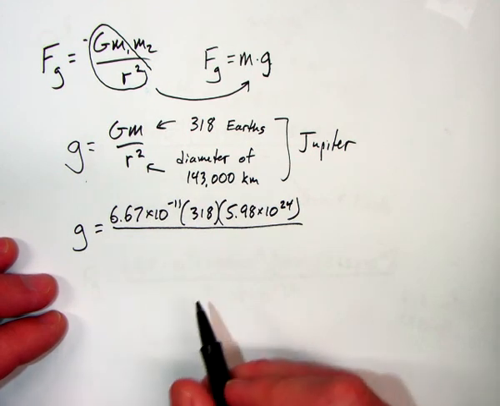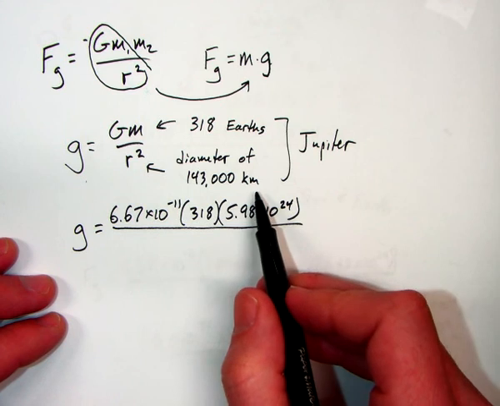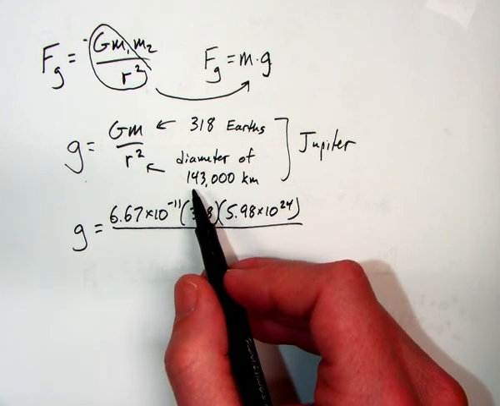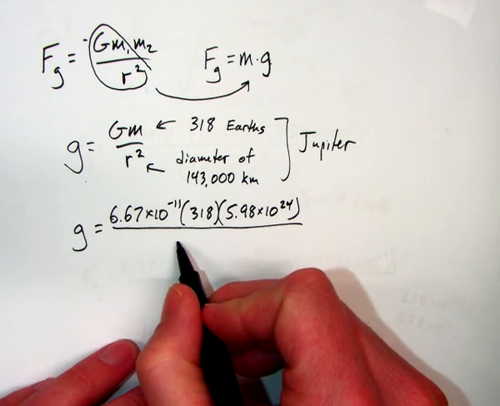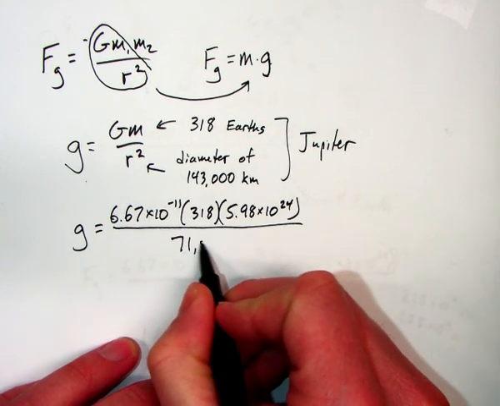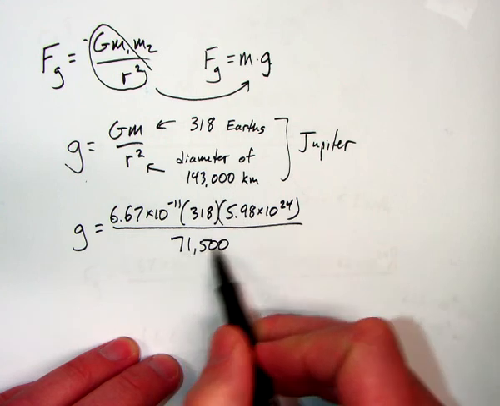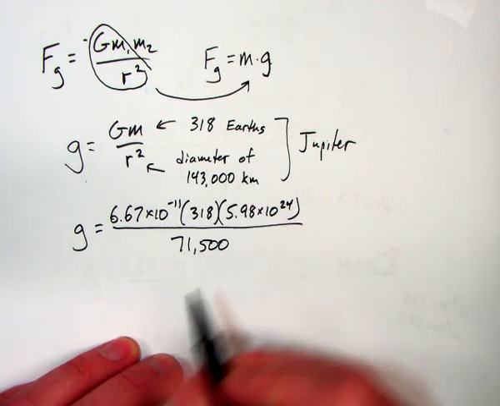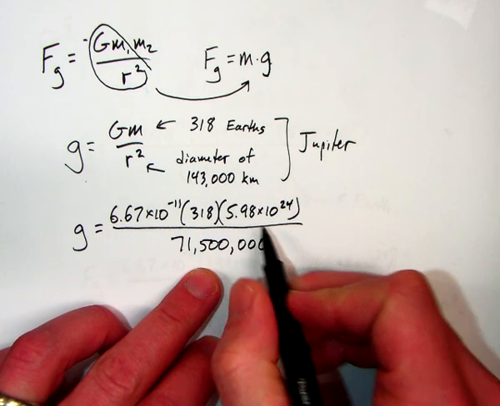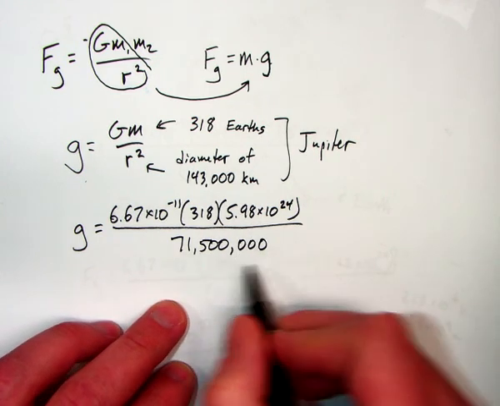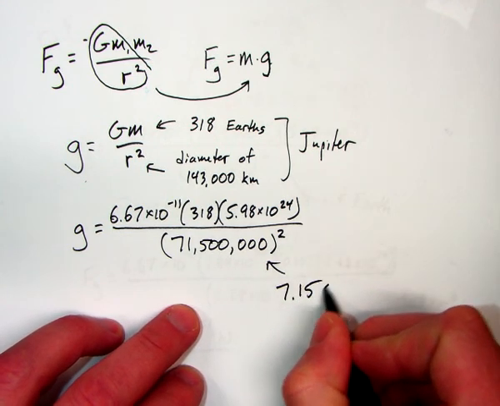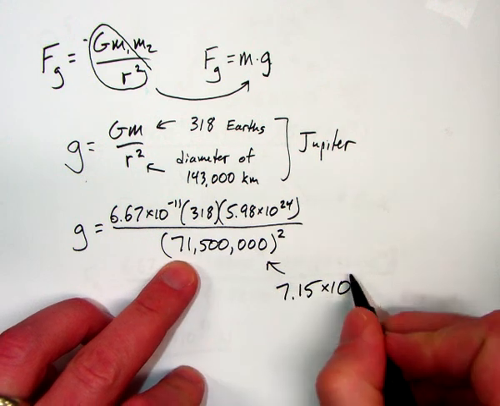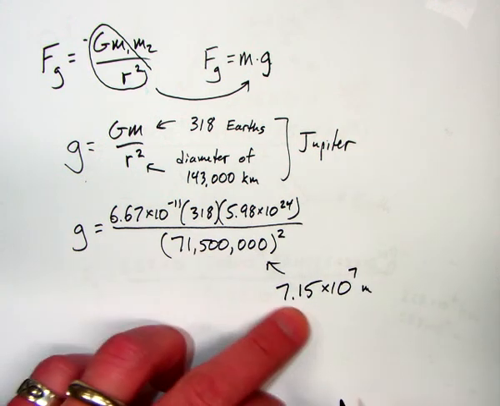Now, the radius of Jupiter. I need to do two things to this number. I need to take that value, 143,000, and I don't want the diameter, I want the radius. So I need half of 143,000, which is going to be 71,500. And note that's the radius in kilometers. But I don't want it in kilometers, I want it in meters. So I could do this a couple ways. I could just add 3 zeros because there are 1,000 meters in a kilometer. Or I could have written this as 7.15 times 10 to the 7 meters. Either way is perfectly fine.